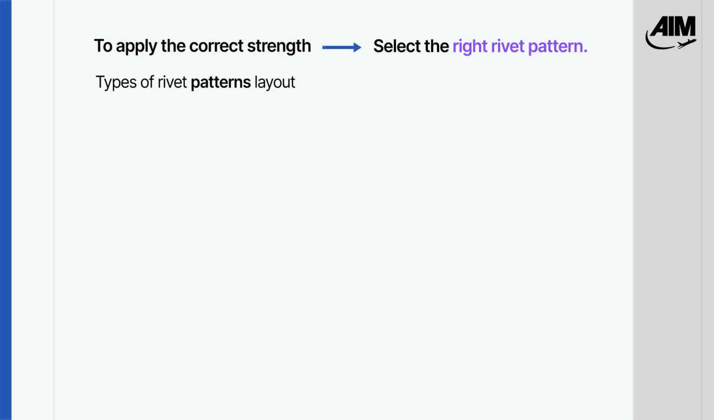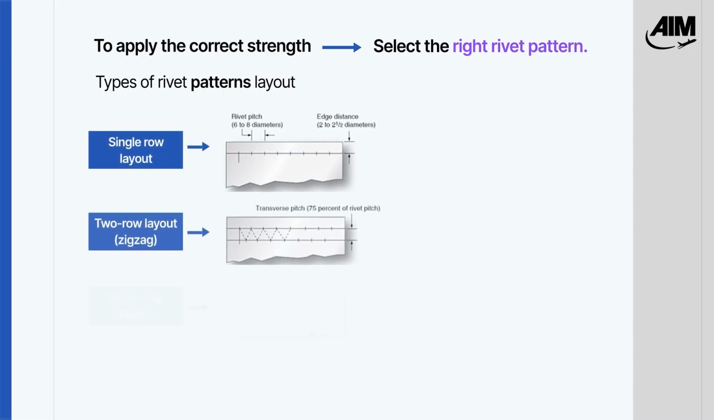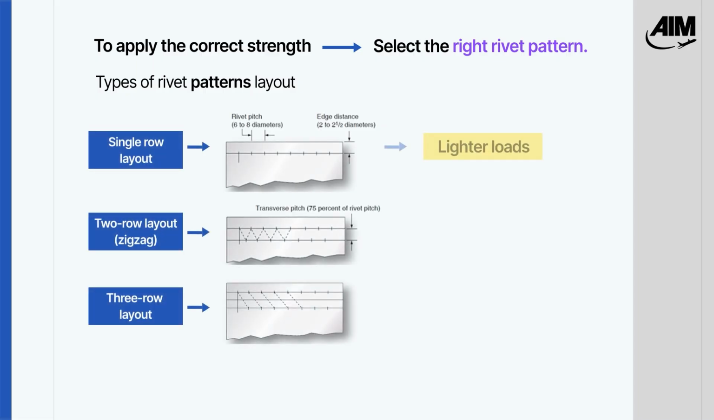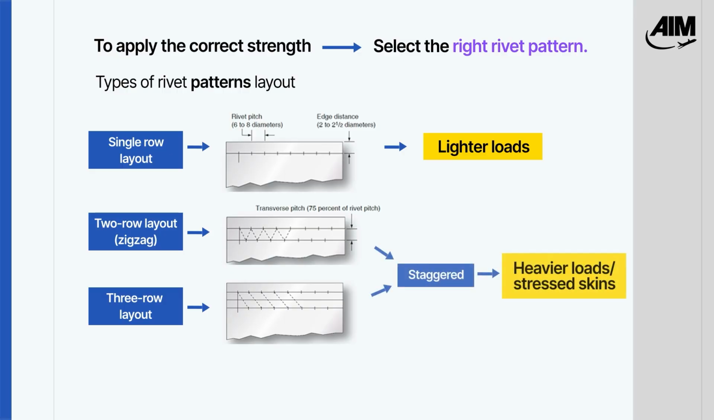Common options include single-row, two-row, and three-row layouts. For lighter loads, a single row may be sufficient. But for stressed skin or heavier load areas, multiple rows, often arranged in a staggered pattern, are typically required to distribute the stress more effectively.